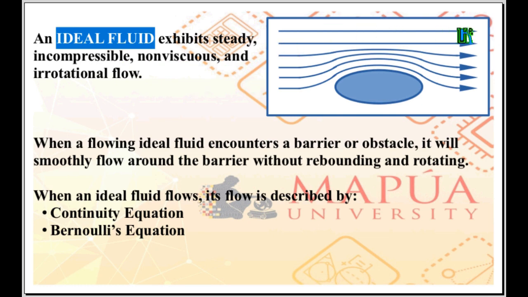So the fluid will smoothly flow as if in layers. We have what is referred to as laminar flow. Any obstacle that the fluid encounters, the fluid will smoothly flow around the barrier without rebounding and rotating. So it won't be turbulent. When it hits the barrier, it won't rebound and rotate. It would simply flow around the barrier. Smoothly flowing around the barrier, you have ideal fluid flow.